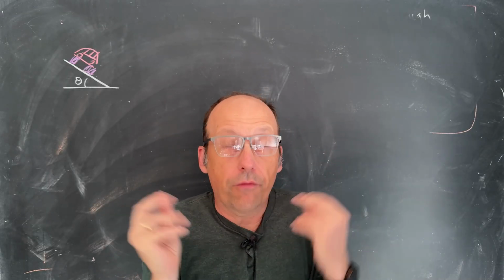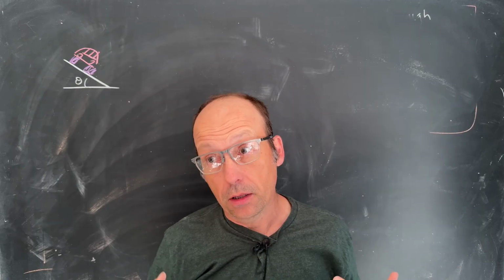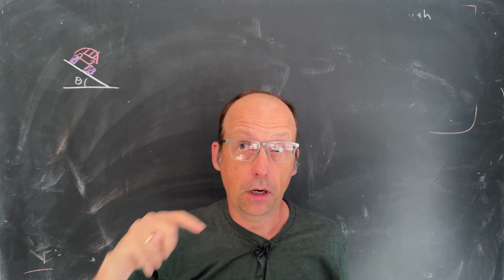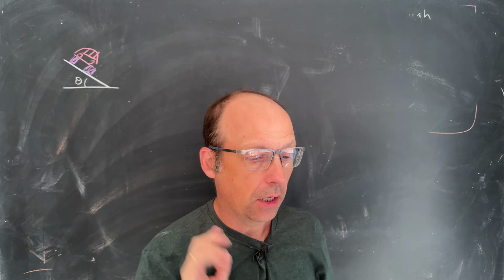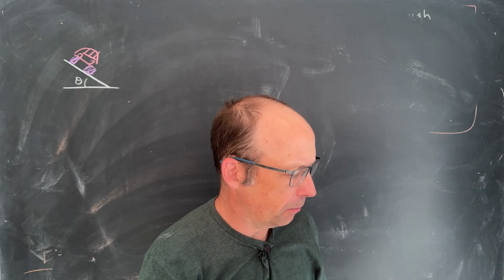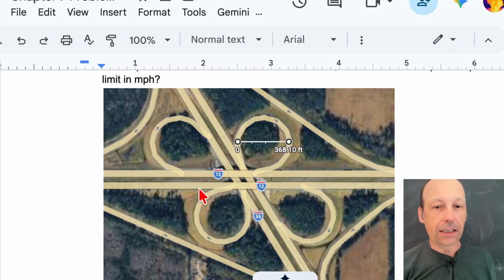Let's do a real world physics question. In this question, I want to think about the speed limit for an on-ramp. I actually have a particular on-ramp I want to look at. So let's switch over. I want to show you my map here. This is I-12 right there, and this is I-55, and you can see these nice circular patterns.